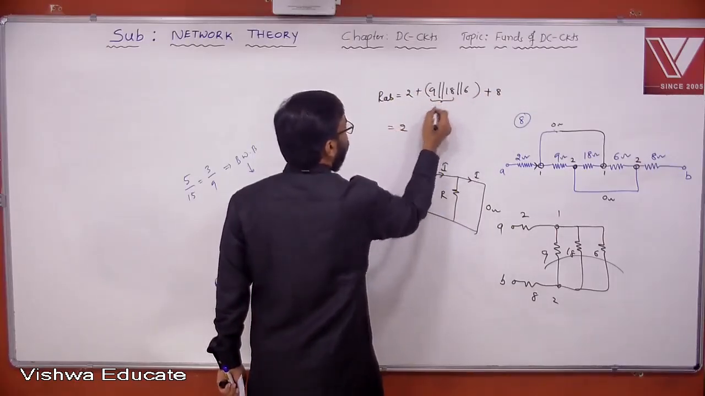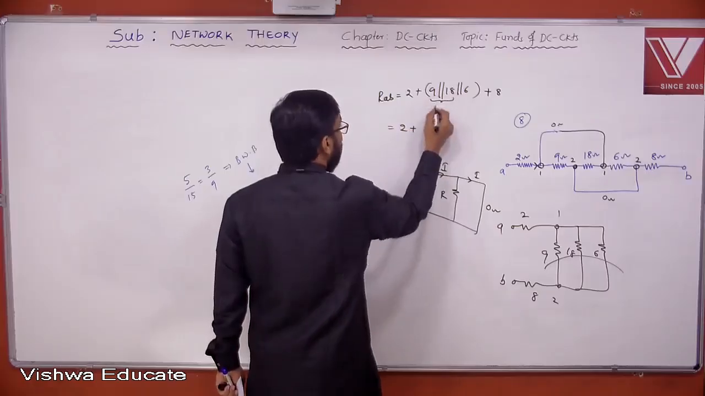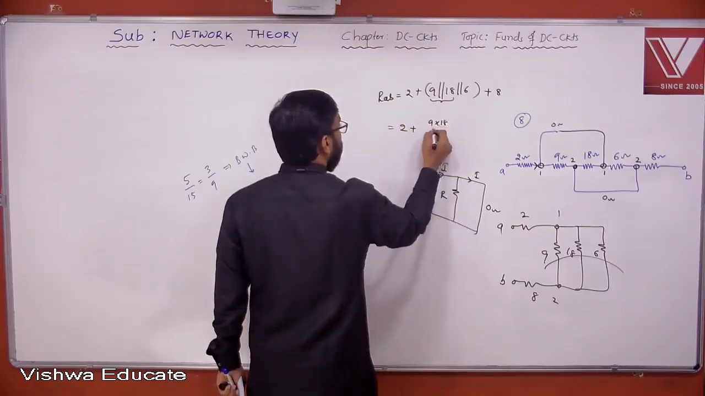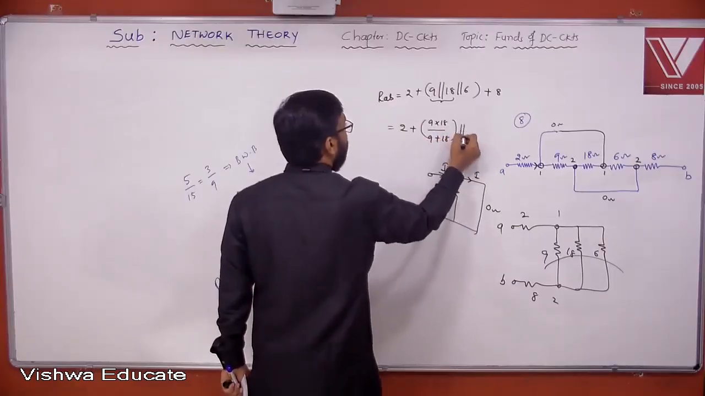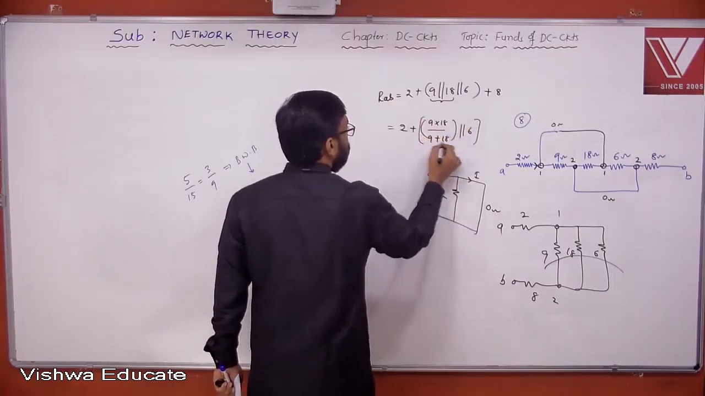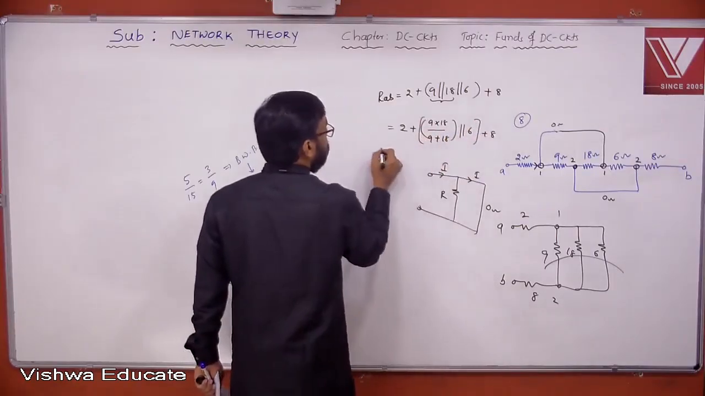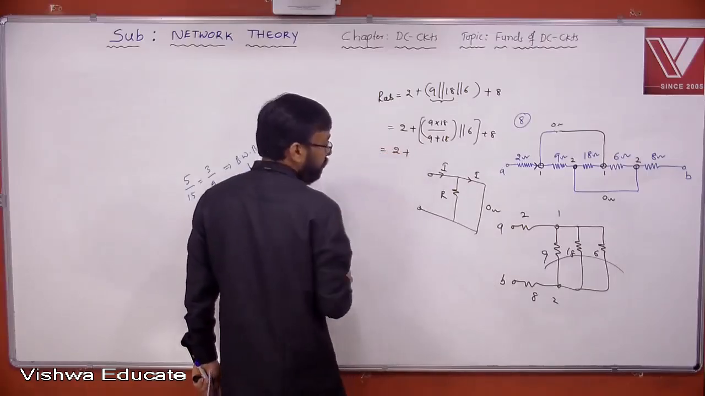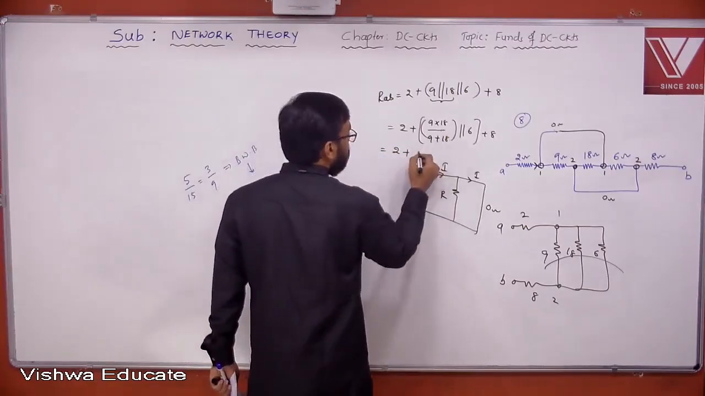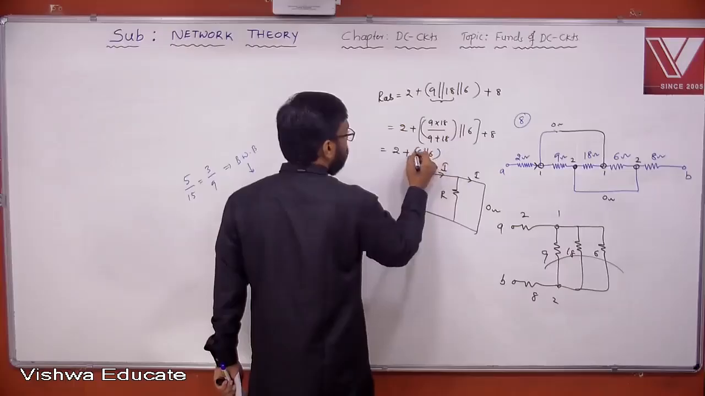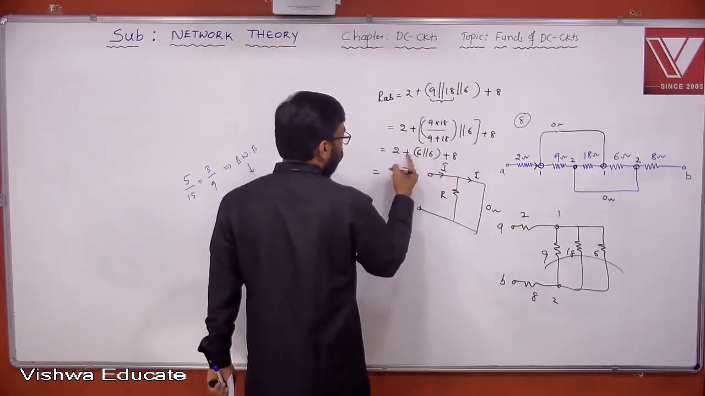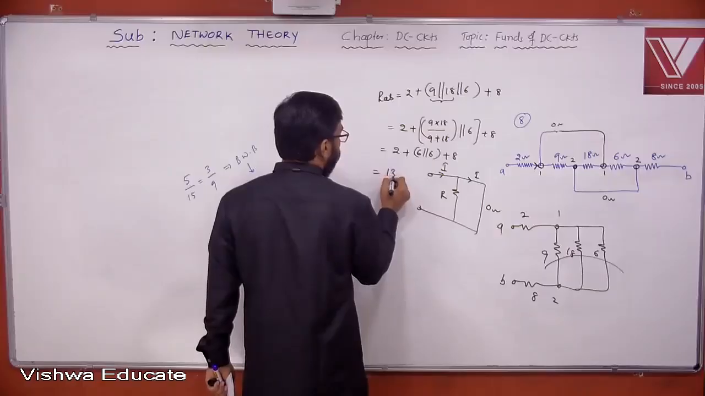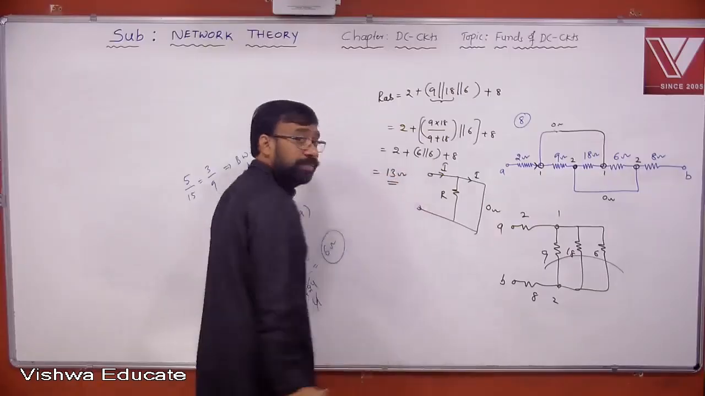These two, if you simplify, 9 into 18 by 9 plus 18, which is 6, again parallel with 6, plus 2 plus 8. 6 parallel 6 is 3. Then 3 plus 2 plus 8 is 13 ohm, which is the answer.